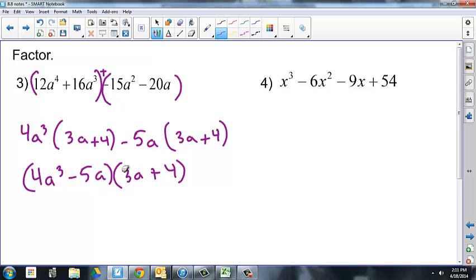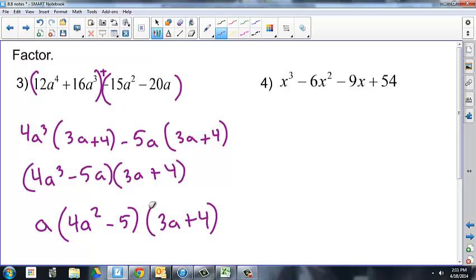Now I threw you for a little bit of a loop here because we're not completely factored yet. If there is still a GCF, a greatest common factor, that we could work with, we need to take it out. So when I look at this term right here, I see I could factor out an a. So I'm going to make this 4a squared minus 5 and 3a plus 4. So that one took a couple of extra steps, but it gets us there, and that's what our solutions should look like, our factored form.